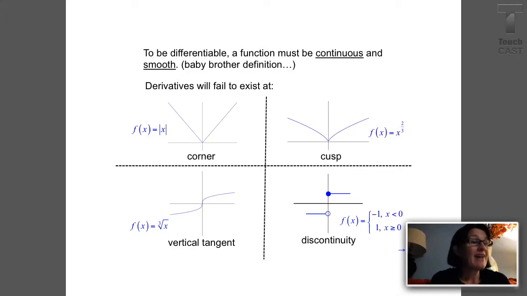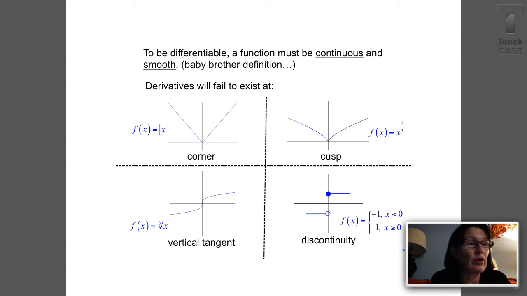The whole first half of calculus is about finding derivatives. So we want to start by understanding when, under what circumstances, we won't be able to find the derivative of a function. There are 4 places where a function will fail to have a derivative.